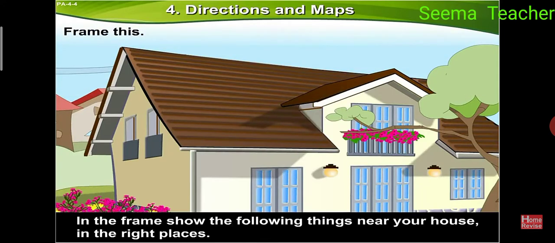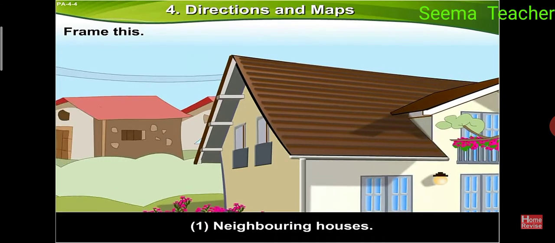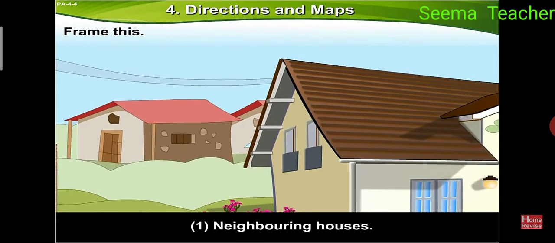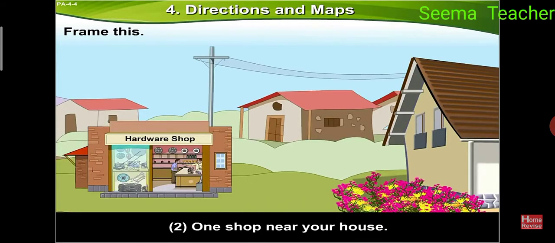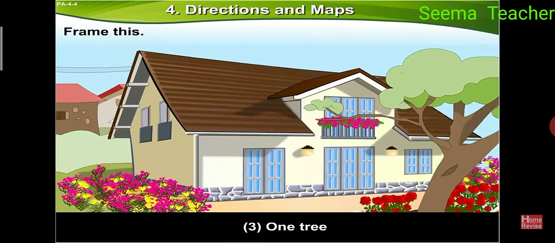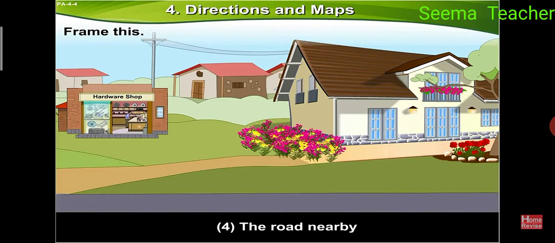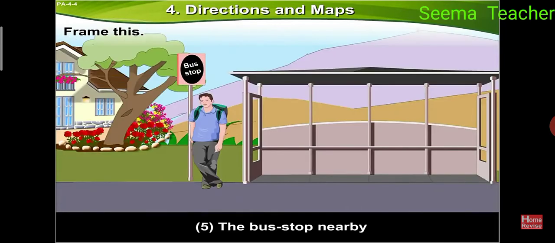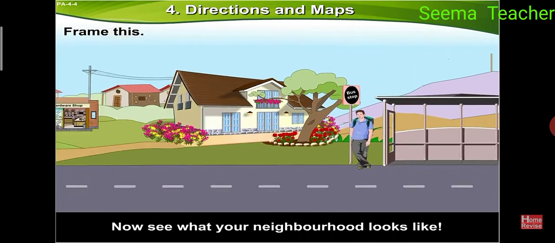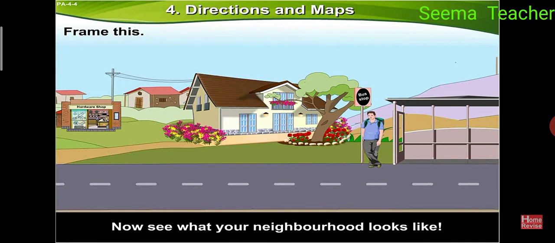In the frame, show the following things near your house in the right places. Neighboring houses. One shop near your house. One tree. The road nearby. The bus stop nearby. Now see what your neighborhood looks like.